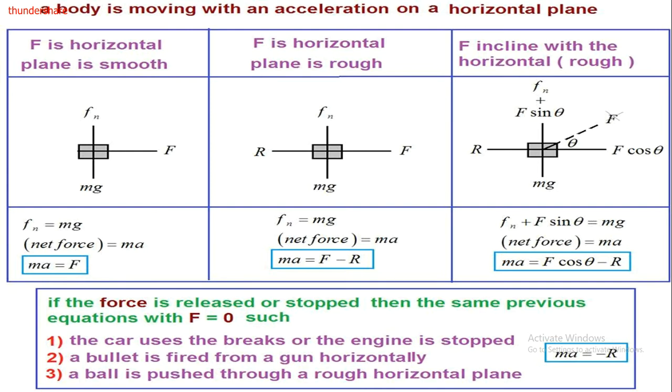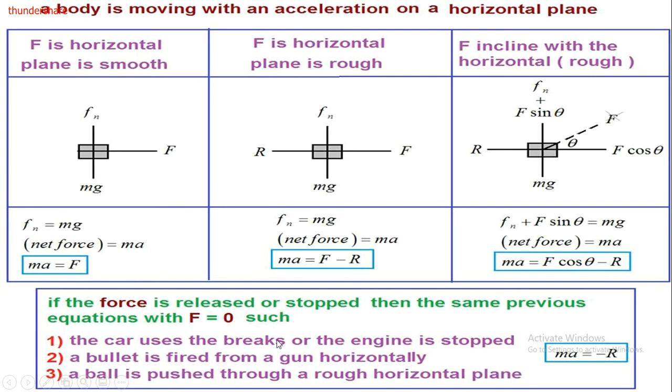How about if the force is stopped? So the resistance will continue trying to stop the body. So ma will equal negative R, and F in this case will be 0. And this is a special case. If the force is released or stopped, then in the previous equations, especially the second one, we will consider that F equals 0.